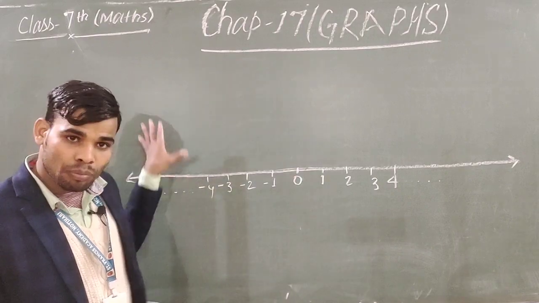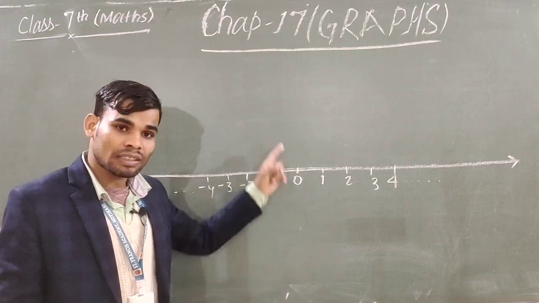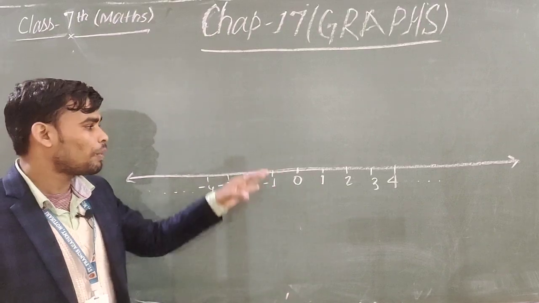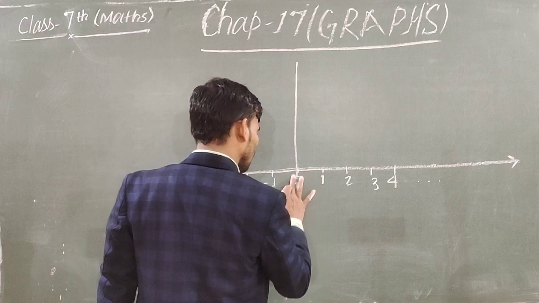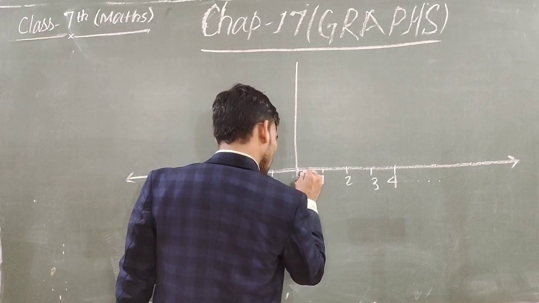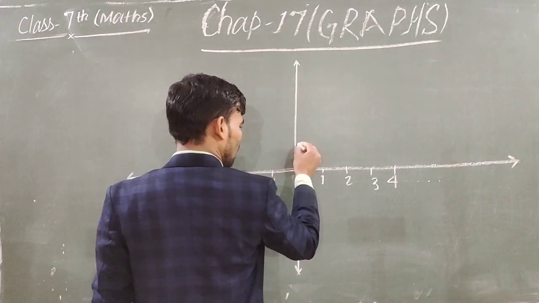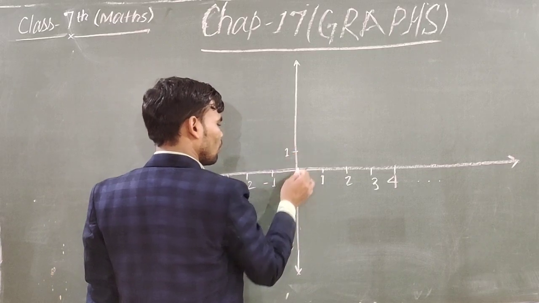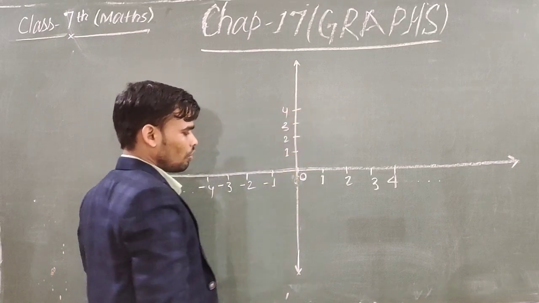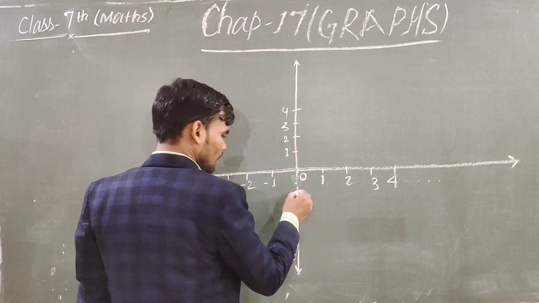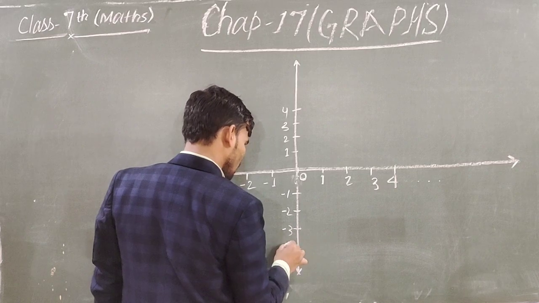On the same board, on the same plane, I am taking a vertical number line which is cutting this horizontal number line perpendicularly at their zeros. So this is a vertical number line. On the top of 0 we write +1, +2, +3, +4, and below we write -1, -2, -3, -4.